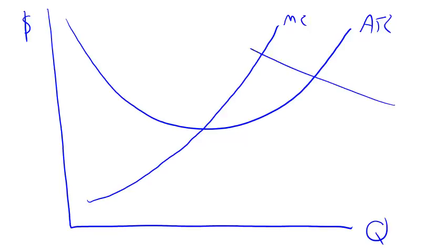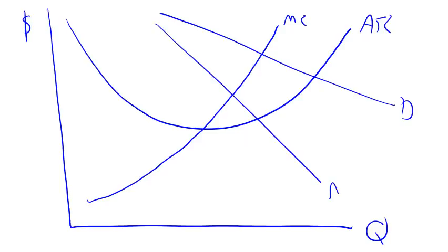Let's say demand is here. And let's say that marginal revenue is there. Marginal revenue is below the demand curve because marginal revenue is always less than price.